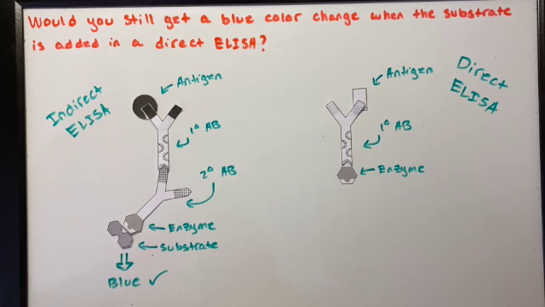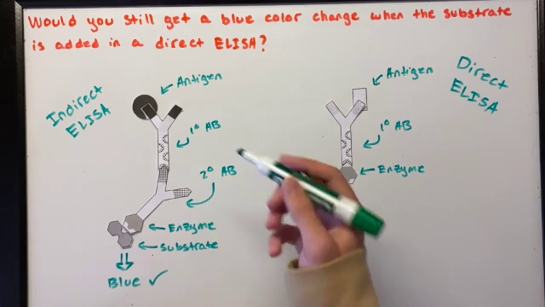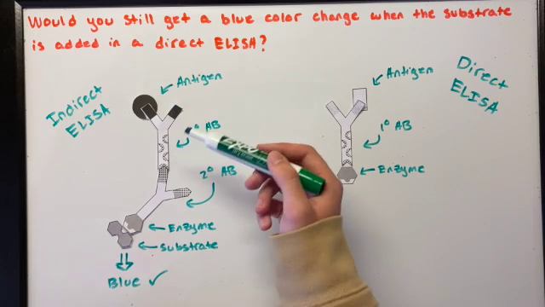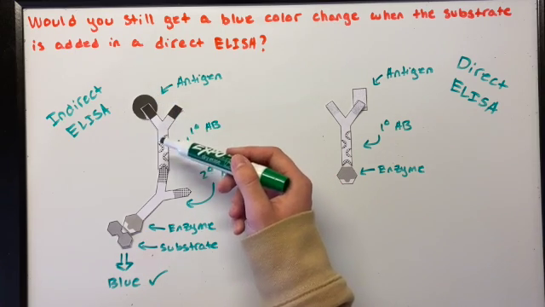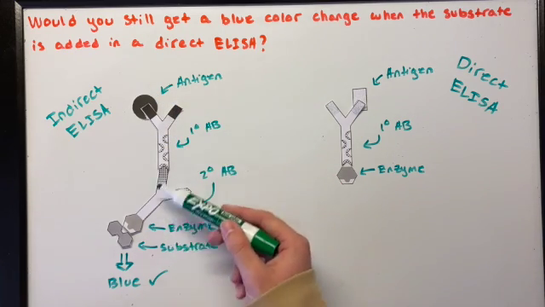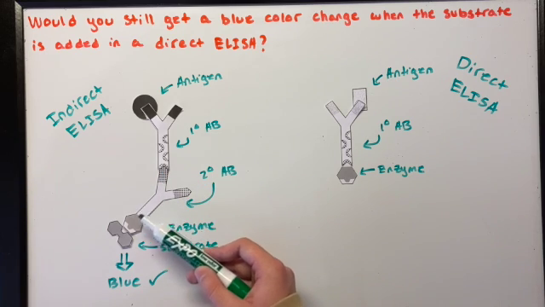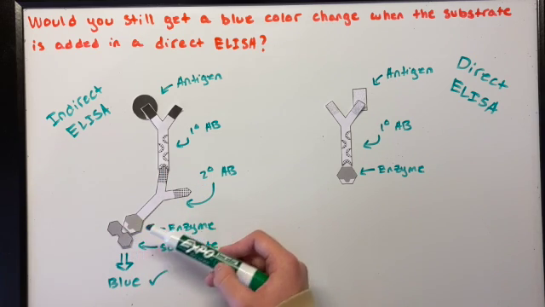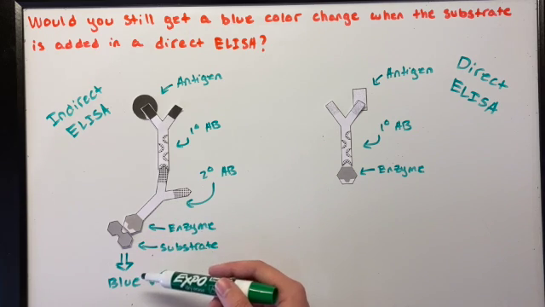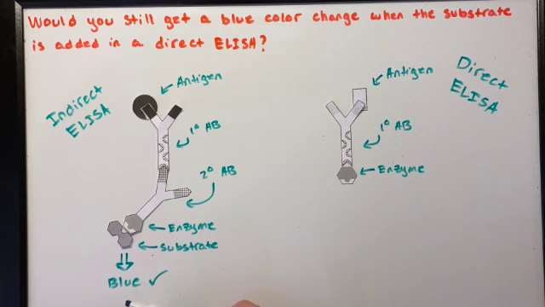Here we want to determine whether we would still get a blue color change when the substrate is added in a direct ELISA. We've previously modeled an indirect ELISA, which you can see on the left, and in an indirect ELISA, all the pieces are there. So we have our antigen present, our bound primary antibody, our bound secondary antibody, and our enzyme and attached substrate. They're all present. And as a result, as we know, this produces a blue color change.